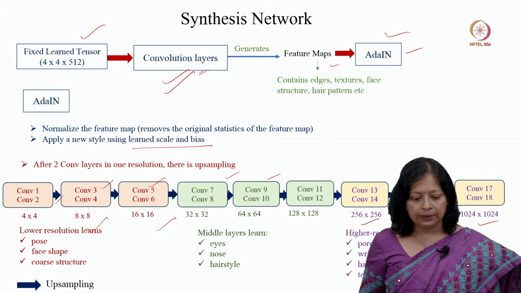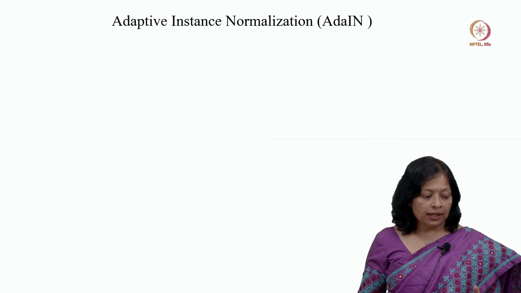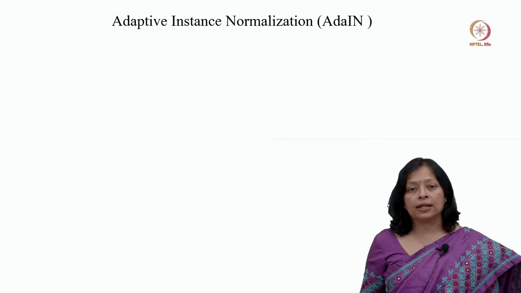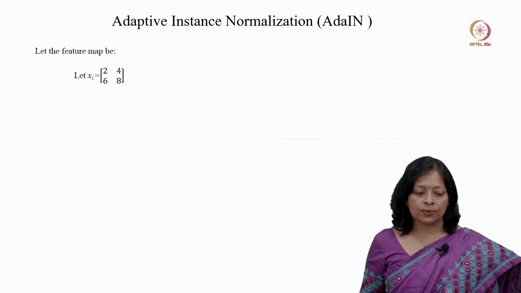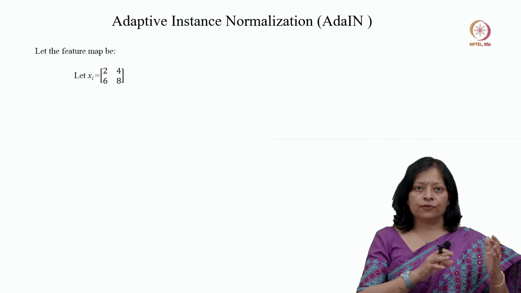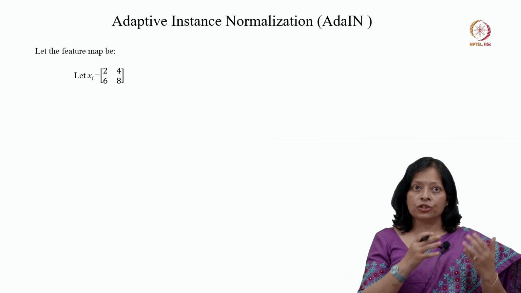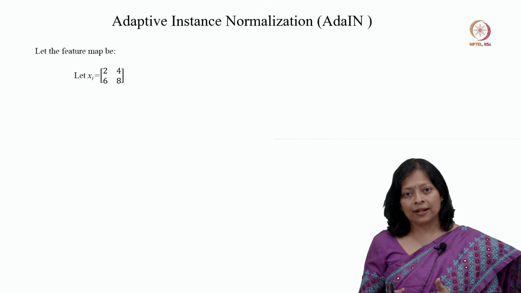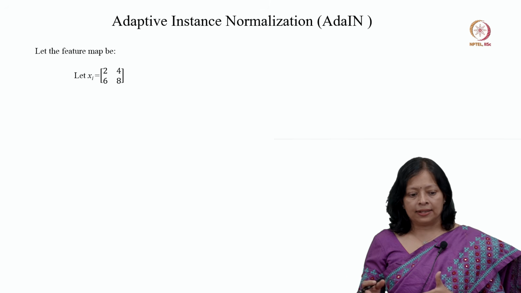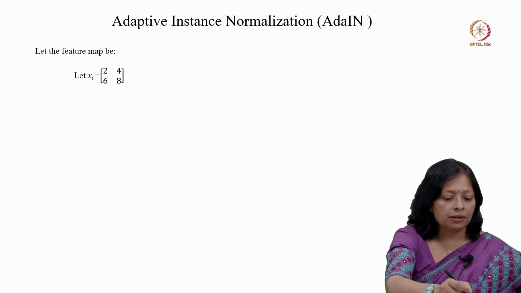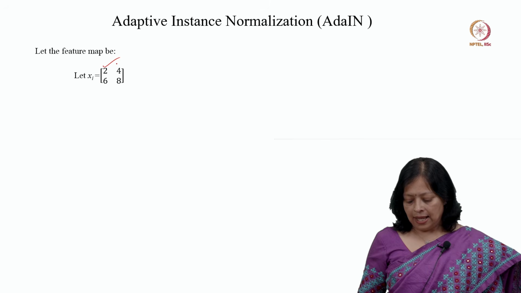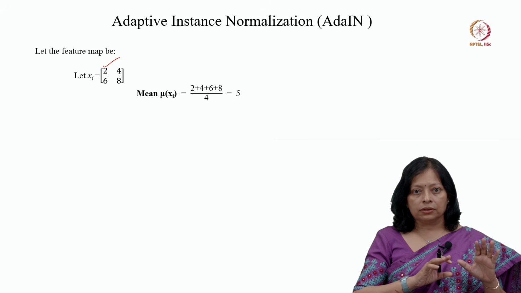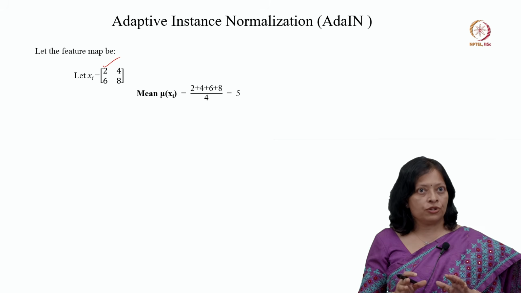Okay. Then we come to adaptive instance normalization, which we call AdaIN. Now what is this? As I was saying, if you look at the previous slide, the feature map generated by the convolution layers goes into the AdaIN. So let my feature map look like this, and then AdaIN normalizes the feature map.